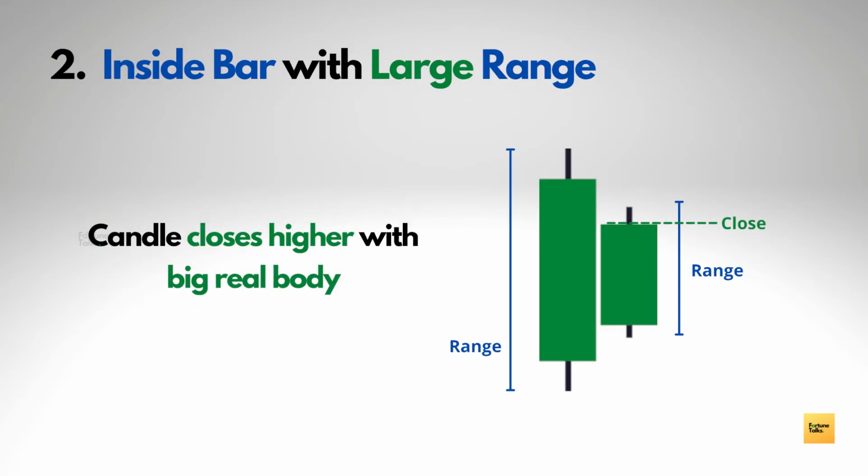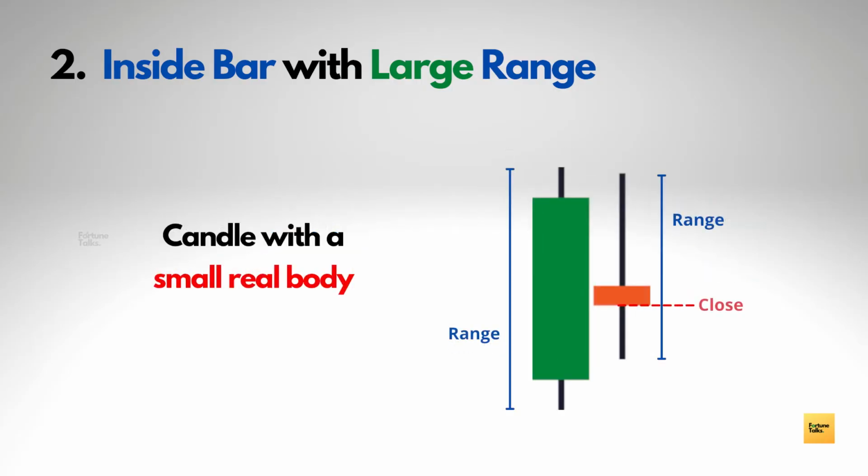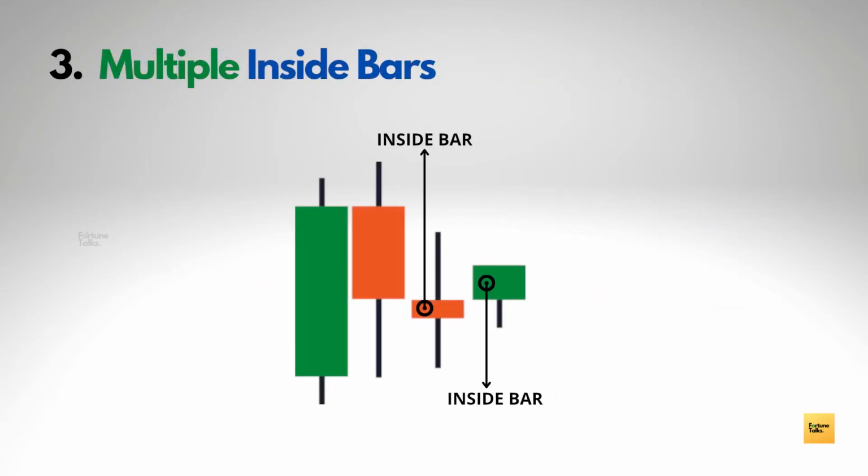As you can see, in the first category, there is a large inside bar with a bullish close, which shows signs of bullish strength. Moving on to the second type, it is a large inside bar with a small real body, which shows signs of indecision. So depending upon the range and the real body, the inside bar can either represent an indecision or a reversal in the market.